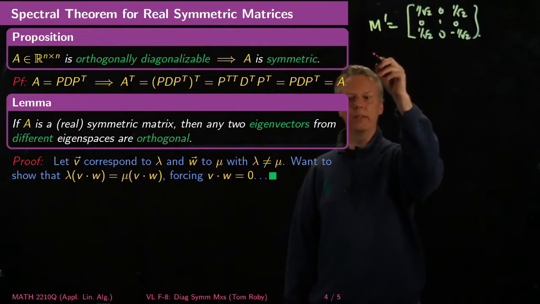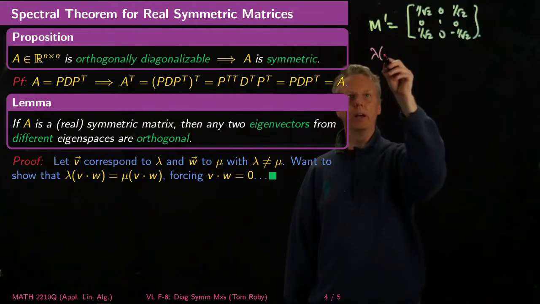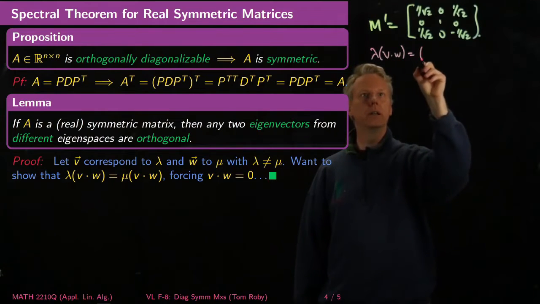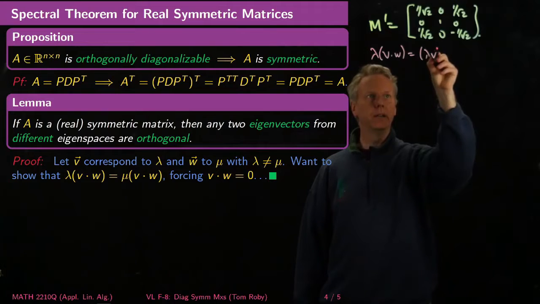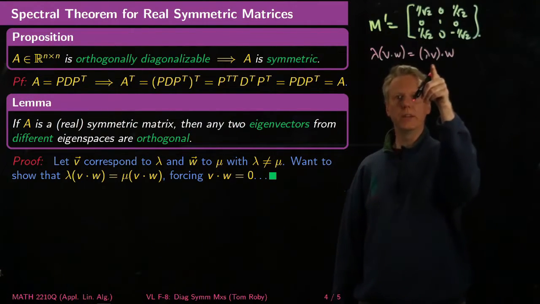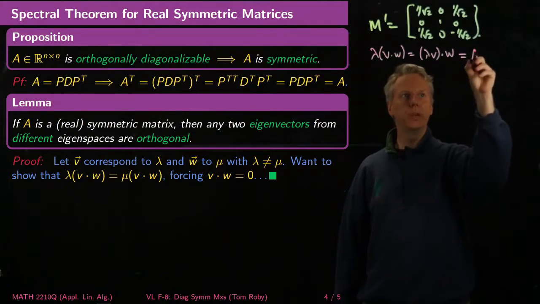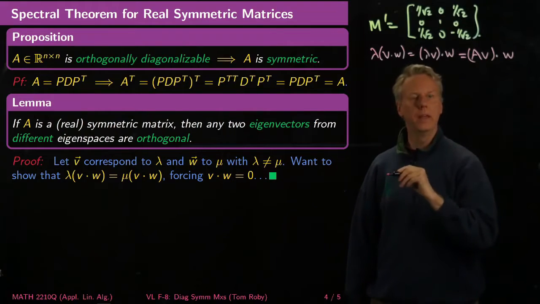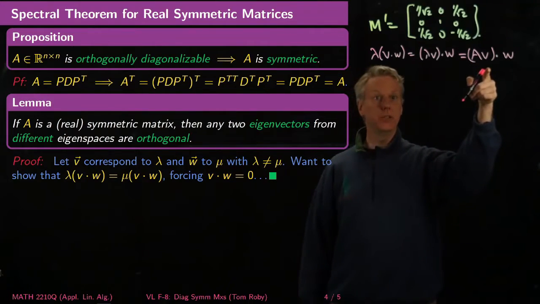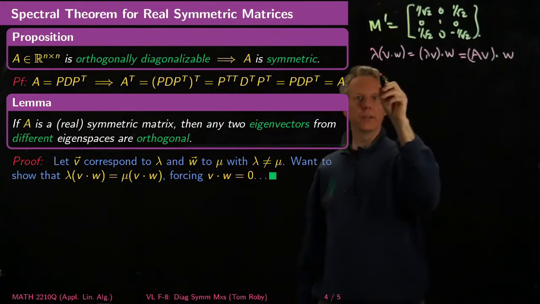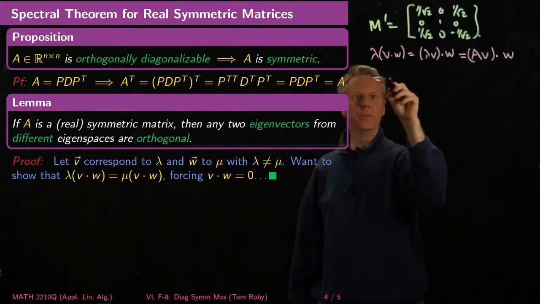So what do you get? You get that, if I look at lambda v dot w, well, that's lambda v dotted with w, right? Now lambda v, since this is an eigenvalue for A, that's equal to Av dot w. And now Av dot w, remember, taking the dot product is just the same thing as taking the transpose of this vector times that other vector.